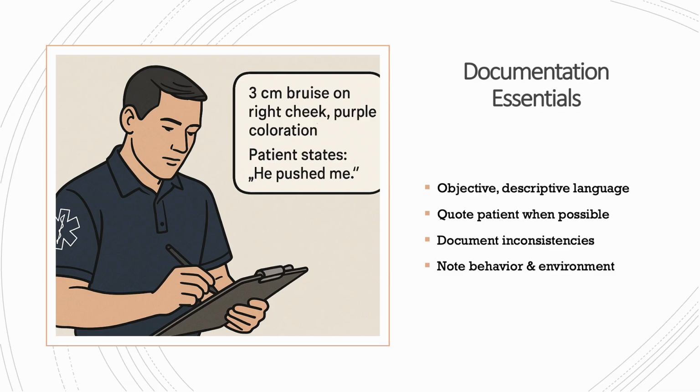Documentation is key on these calls. Many of these have the potential of going to court or being used in proceedings. Document what you see, not what you think. Avoid terms like "the patient appeared abused." Instead, describe the abuse, such as bruises, 3 centimeters by 5 centimeters, dark purple, right cheek, that kind of stuff. Quote the patient exactly. If they say, "He hit me," then write that. If caregiver statements conflict with injuries, document the discrepancy, but do not interpret it.